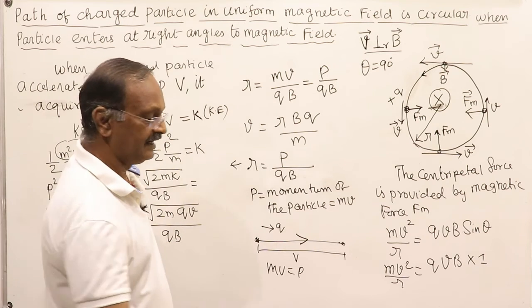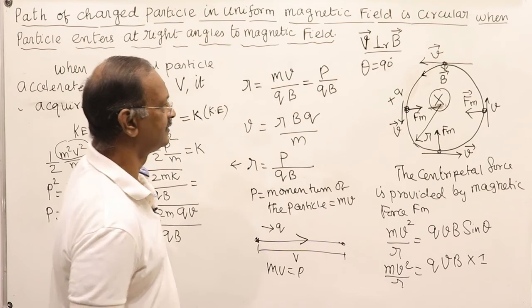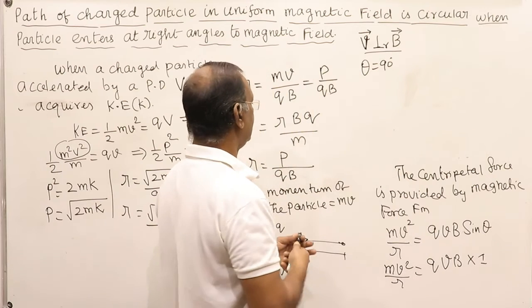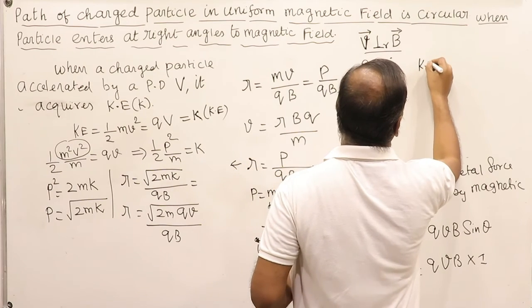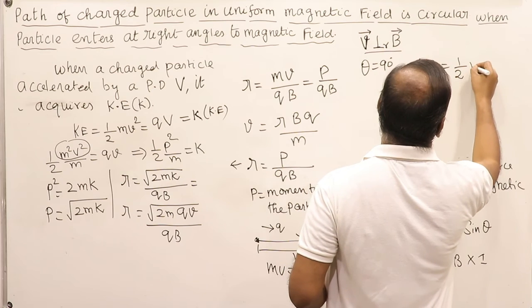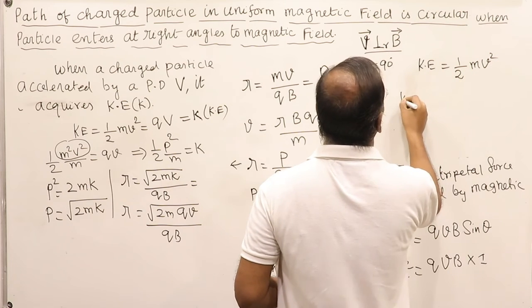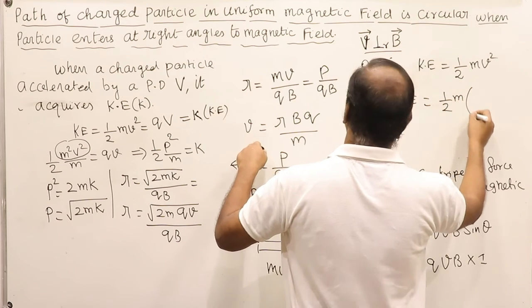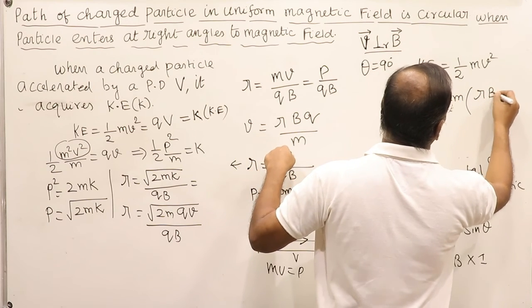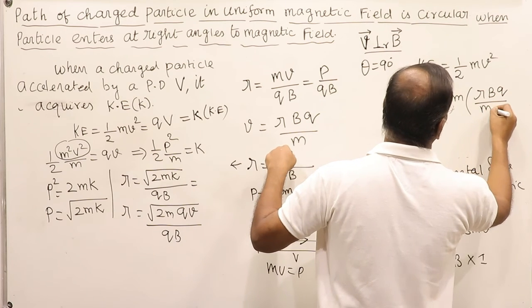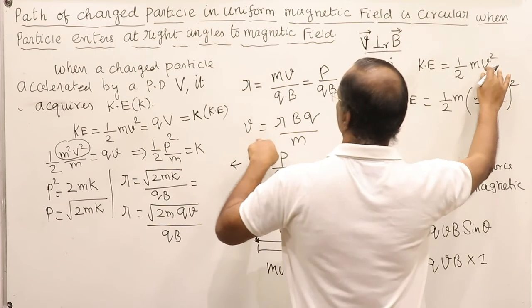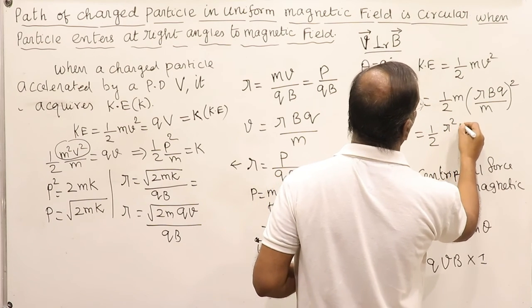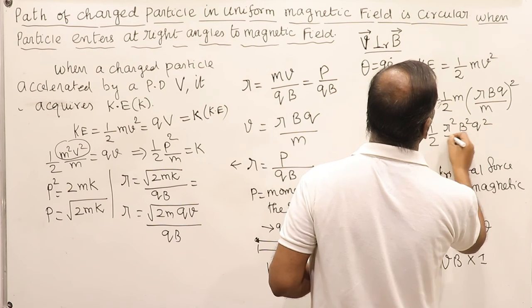And what about the expression for the kinetic energy? Kinetic energy can be written as half mv square. So the kinetic energy of the particle is half into m into v square. What is v? Here v is rBq divided by m, and its square, because the v expression is this one. So it is equal to half into r square B square q square divided by m.